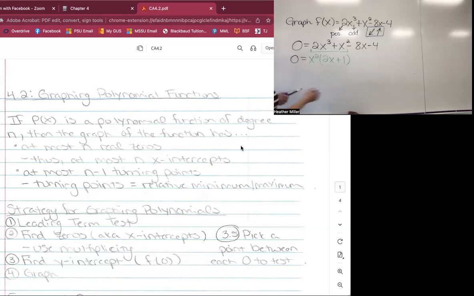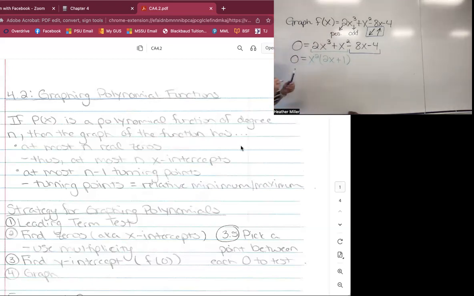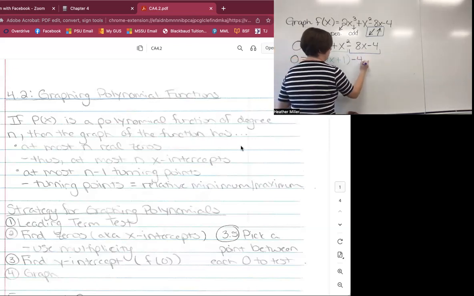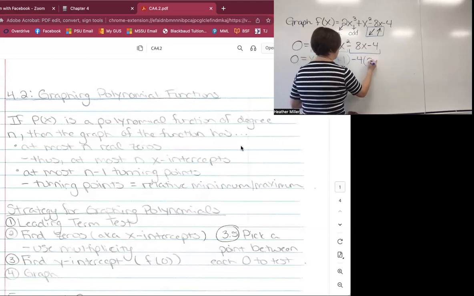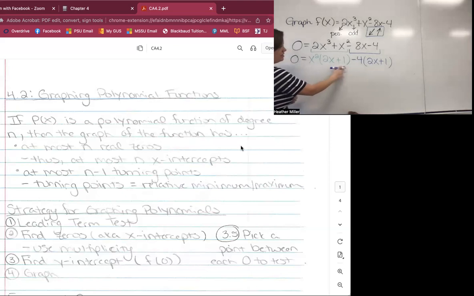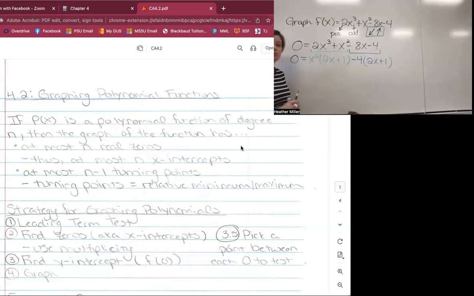Then I do the same thing for my next 2 terms. I have a negative 8x minus 4. So what can I pull out of those that they have in common? Well, they both share a negative 4. If I pull that out, that'll leave me with a 2x plus 1. Notice that inside of my parentheses, we have the exact same term, and that's what we're wanting. If we factor by grouping and we don't get the same thing inside, then we're really not accomplishing much.